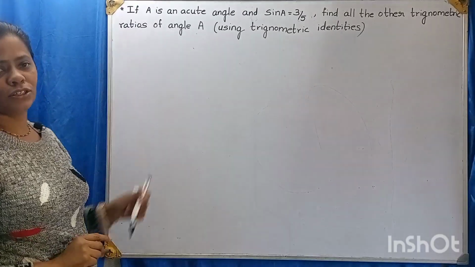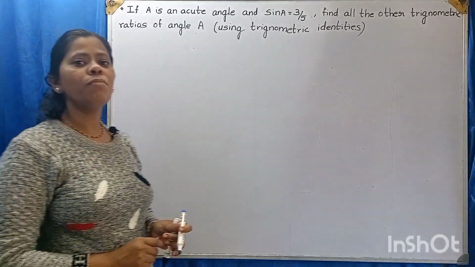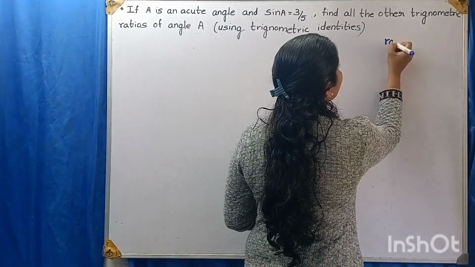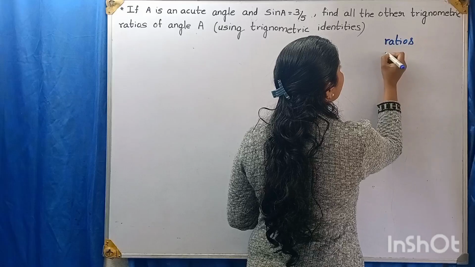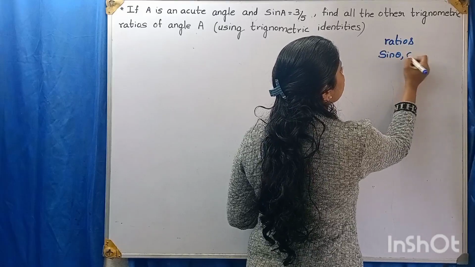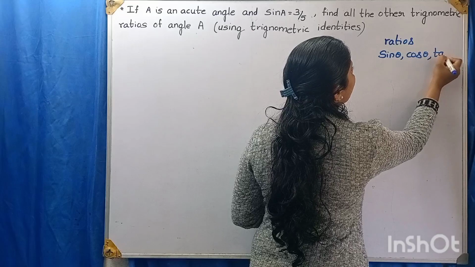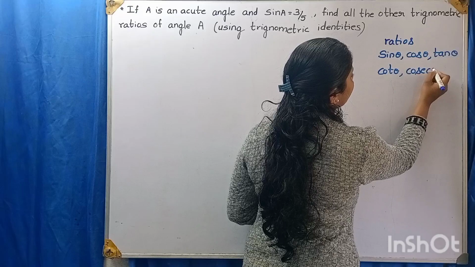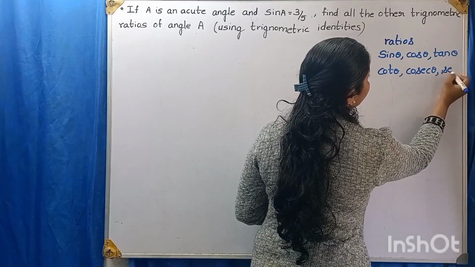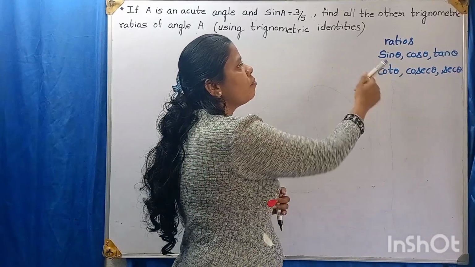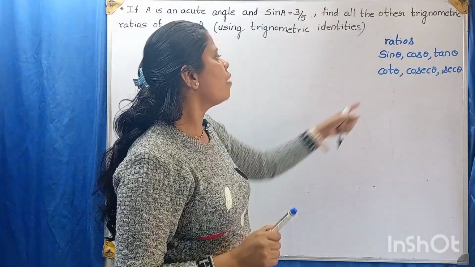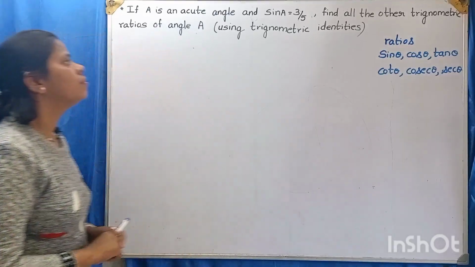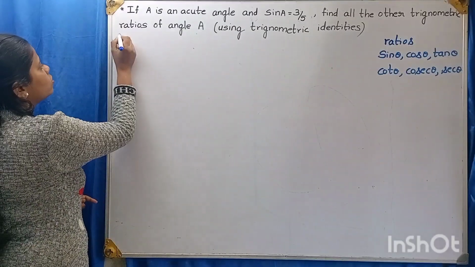Now, we know the trigonometric ratios. Which are they? They are sin theta, cos theta, tan theta, cot theta, cosecant theta and secant theta. These are the trigonometric ratios and we have to find these by using the trigonometric identities. Now let's solve this problem. Solution.